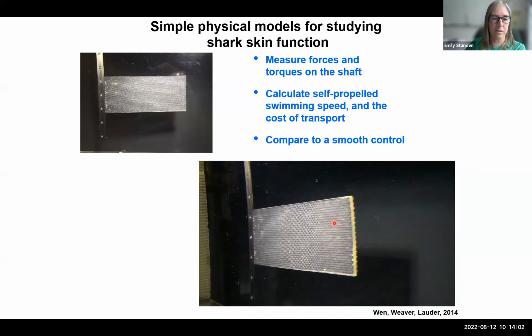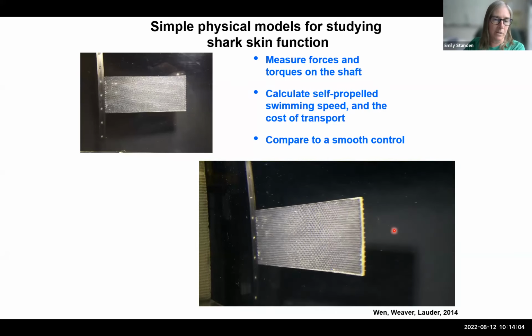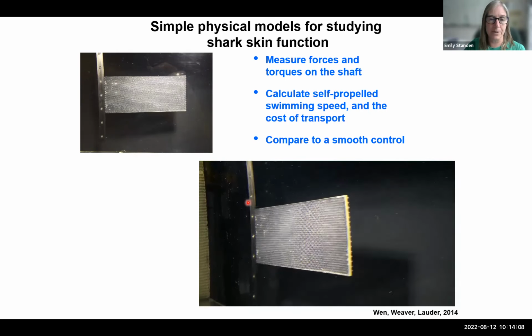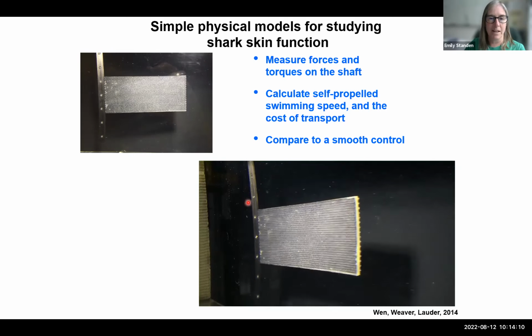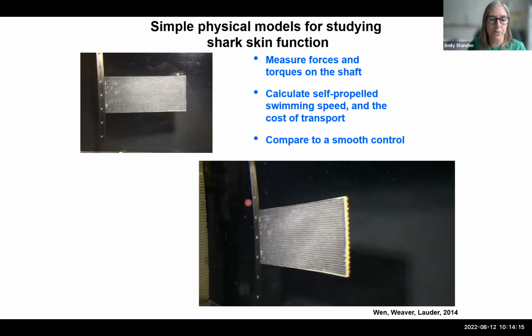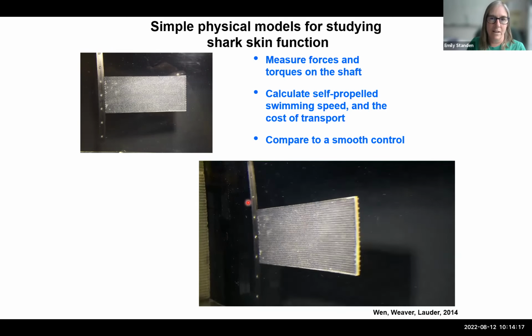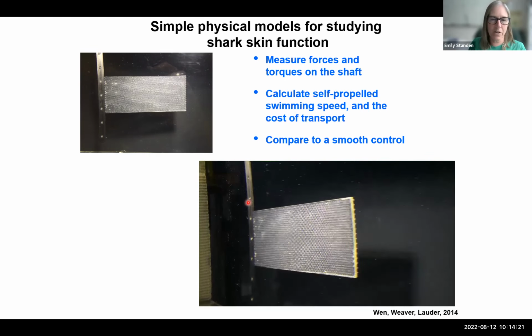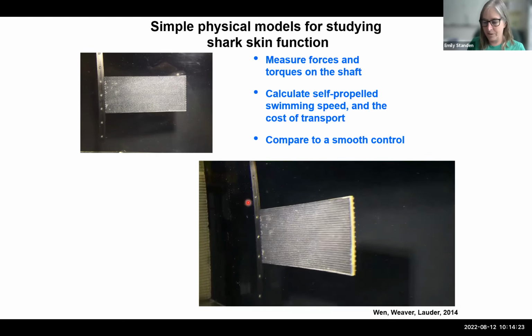So here is an example of that. This is the foil with the synthetic skin on it, swimming in the flow tunnel. If you measure the forces that the flapper is experiencing while it flaps, you calculate the self-propelled swimming speed, then you can get a cost of transport for the foil with scales versus a smooth foil. So very cool use of a physical model.